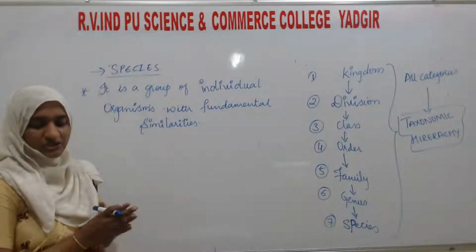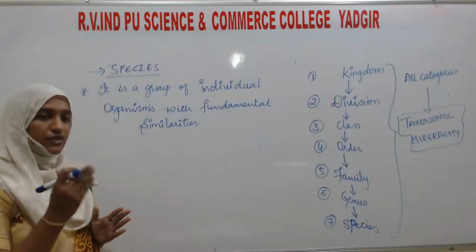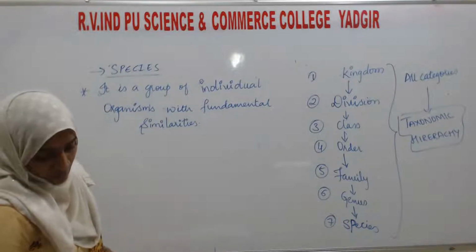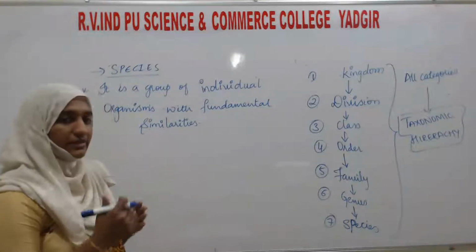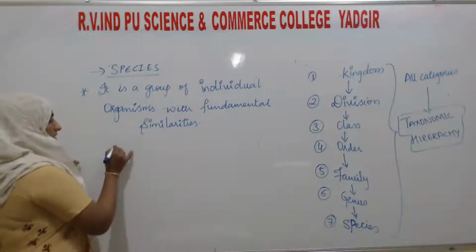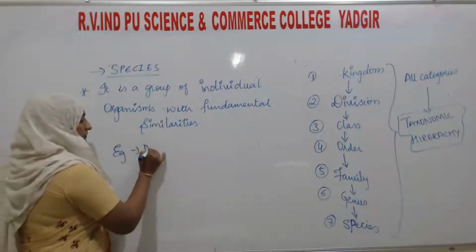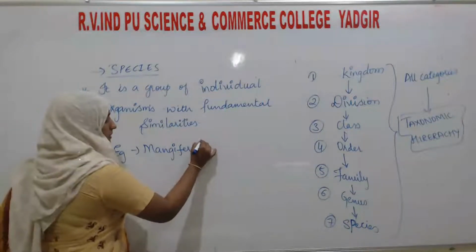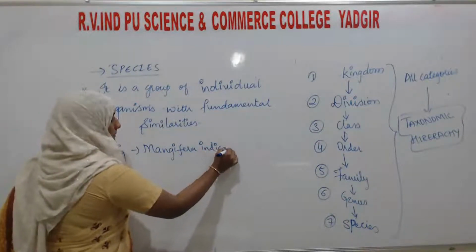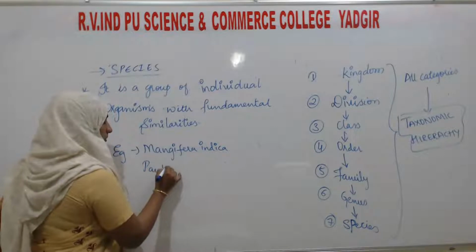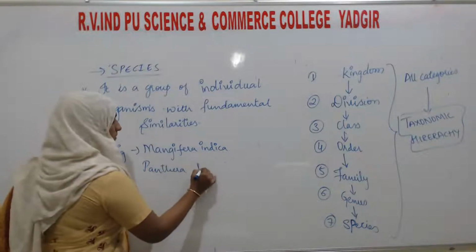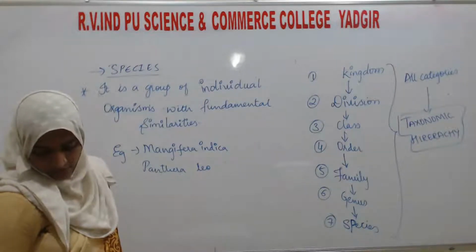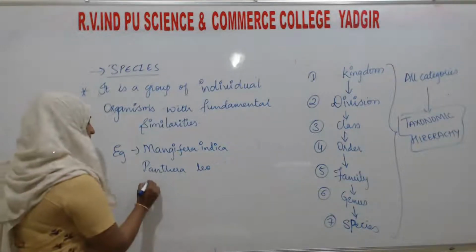One species is distinguished from closely related species. See here, I will give an example. I will write some scientific names here. For example, Mangifera indica, Panthera leo. Then one more example, that is Solanum tuberosum.